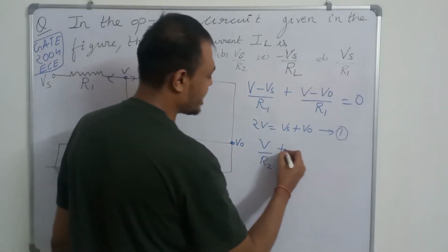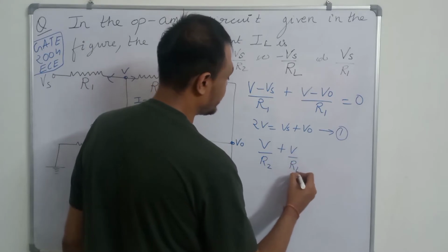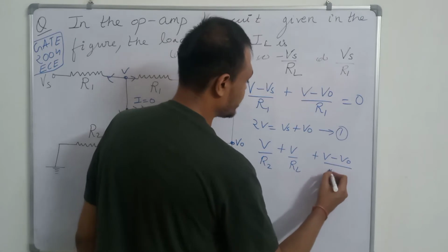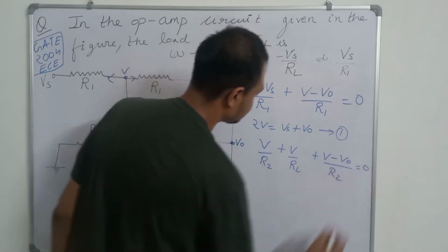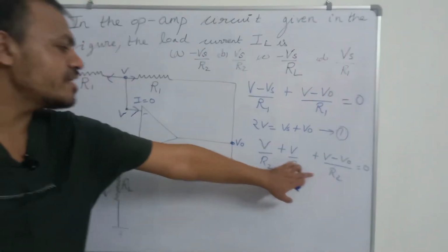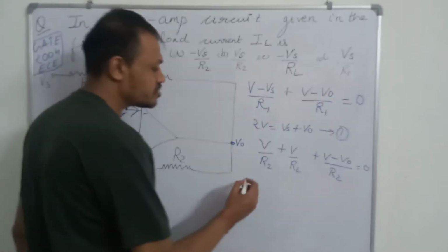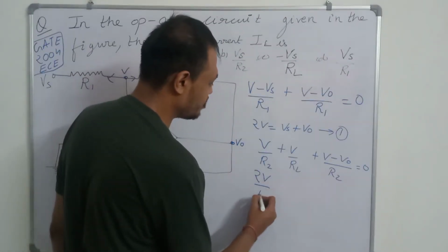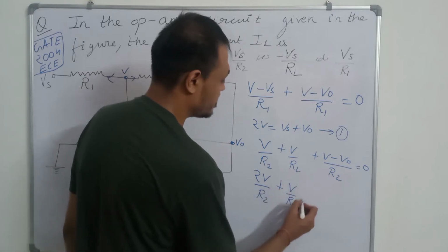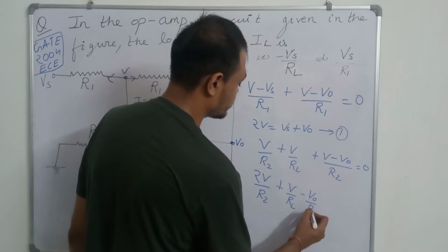plus V upon RL plus V minus V naught upon R2 is equal to 0. V upon R2 plus V upon RL plus V minus V naught upon R2 is equal to 0. So this V upon R2 plus V upon R2 we can add to give 2V upon R2 plus V upon RL minus V naught upon R2.